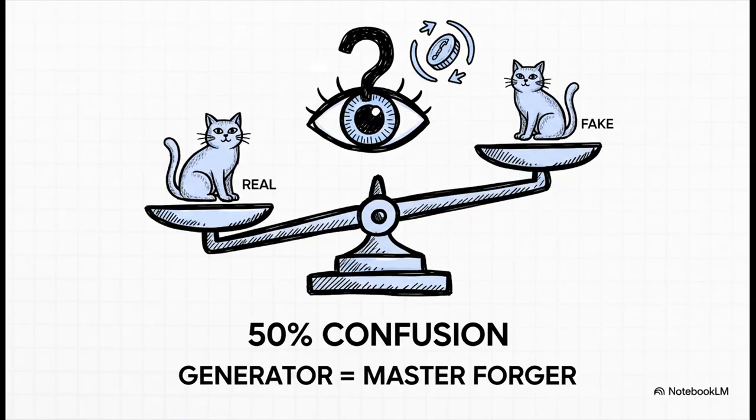So you might be wondering, how does this game end? When does the generator win? Well, the system reaches this beautiful equilibrium point. It happens when the generator's fakes get so good, so convincing, that the discriminator is basically just guessing. It gets it right only about half the time. At that point, the game is over. We've achieved our goal. We now have what we wanted from the start, a master forger, a generator that can pump out incredibly plausible examples whenever we ask.